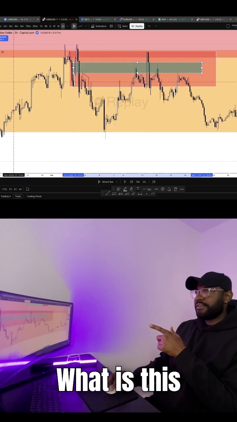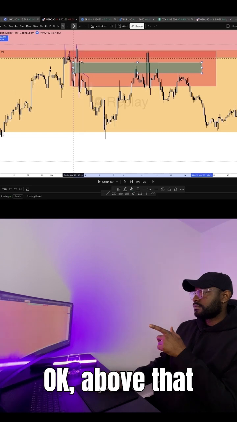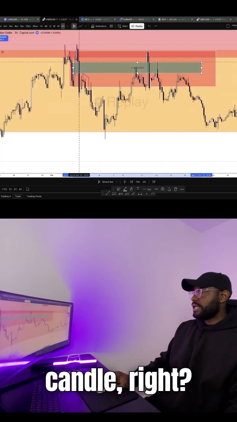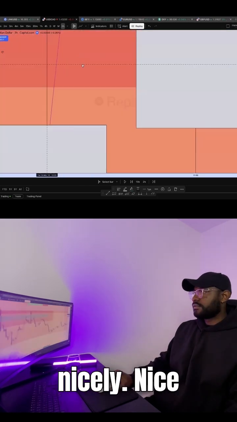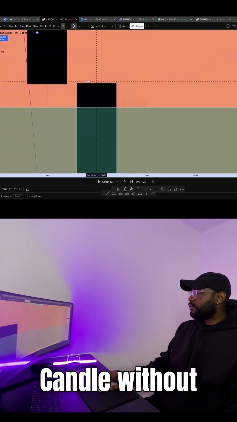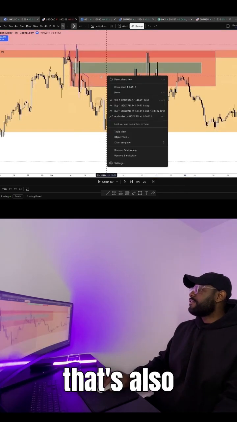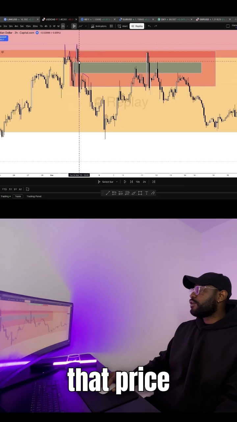No, what is this above here? Okay. Above that candle, right? Yes, here. That's liquidity. Candle without wick. Candle without wicks. Liquidity. So that's also giving you a telltale sign that price might want to come up here.